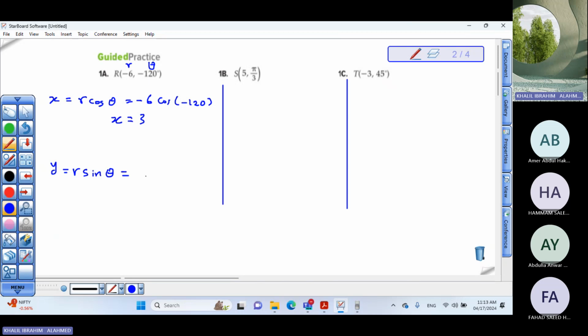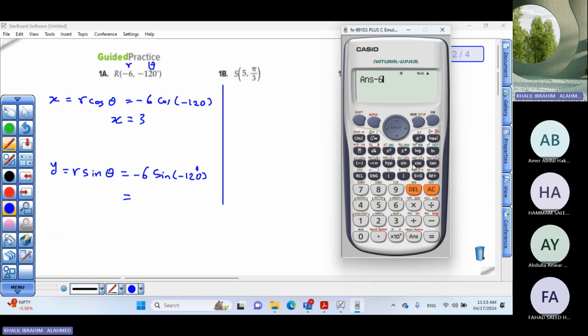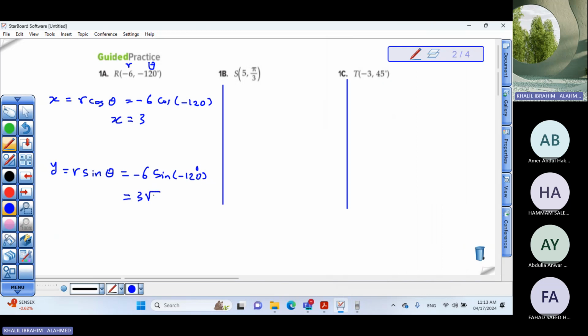In the same way, y equals r sine theta. Just substitute r, -6 sine -120 degrees. The answer is, in the same way, -6 sine -120 to get the answer, 3 radical 3. So finally we can write the point as (3, 3 radical 3).